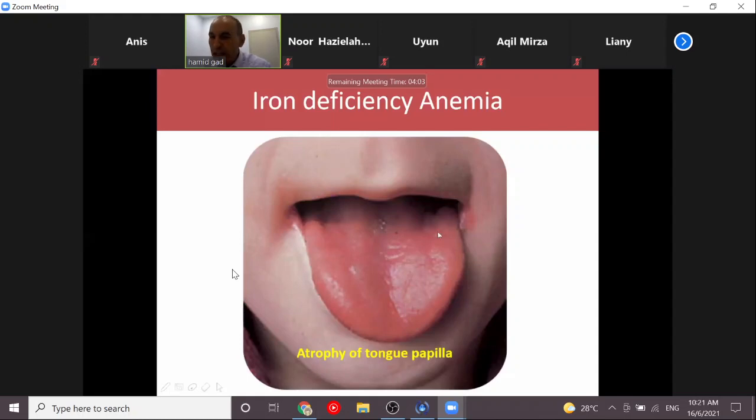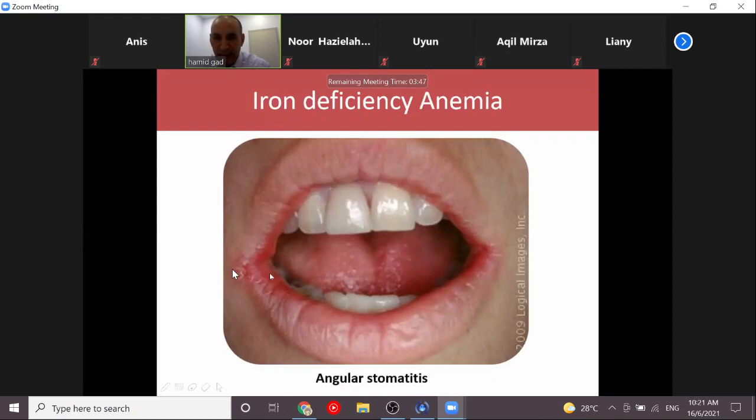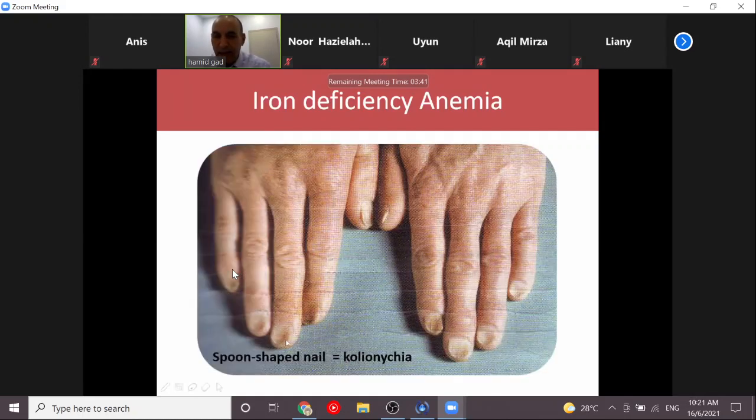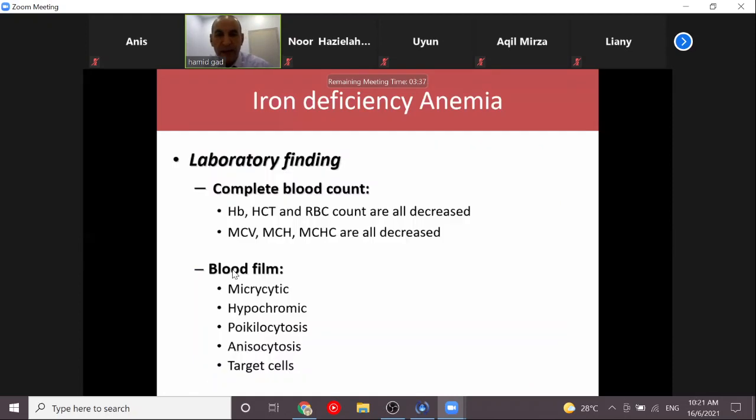So this is glossitis. The tongue loses its papilla. The rough surface becomes very smooth. So this is atrophy of tongue papilla, known as glossitis. It's characteristic of iron deficiency anemia. Angular stomatitis, in the angle here, it is painful. Koilonychia, this one you should know, spoon-shaped nails. This is in chronic cases, of course.